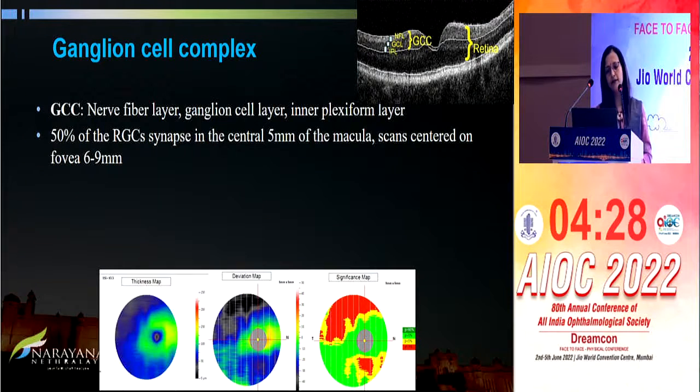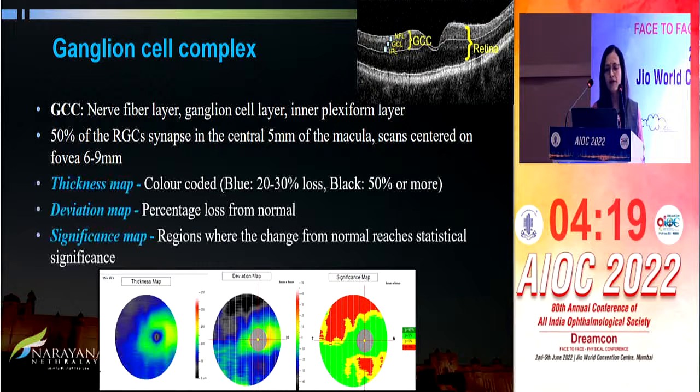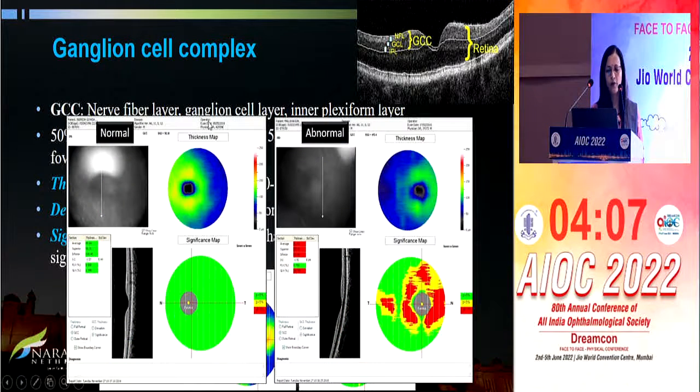Ganglion cell complex is another newer thing where you have to look at the nerve fiber layer, ganglion cell layer, and IPL or inner plexiform layer thickness. These maps are also presented as thickness maps, and then the middle one is the deviation map, and there's also a significance map, which clearly tells you the flagged areas as red and yellow. So this is how a normal GCC would look, and this is how an abnormal GCC would look.